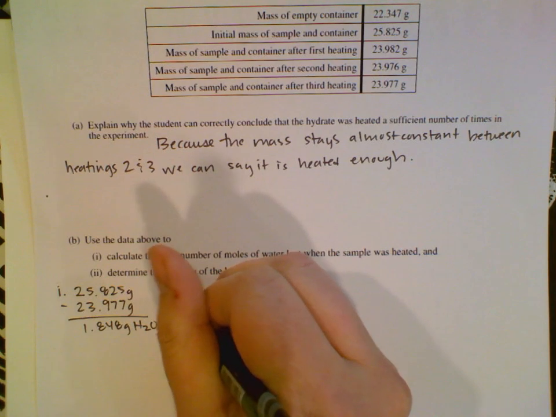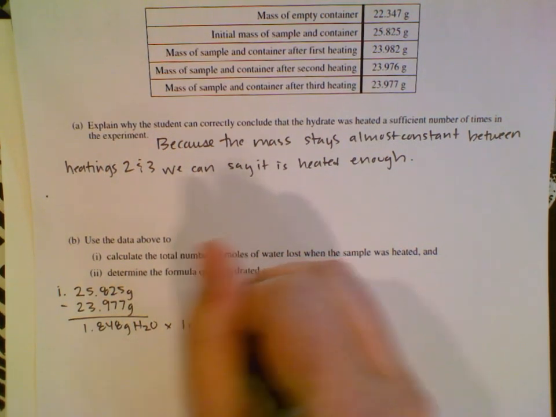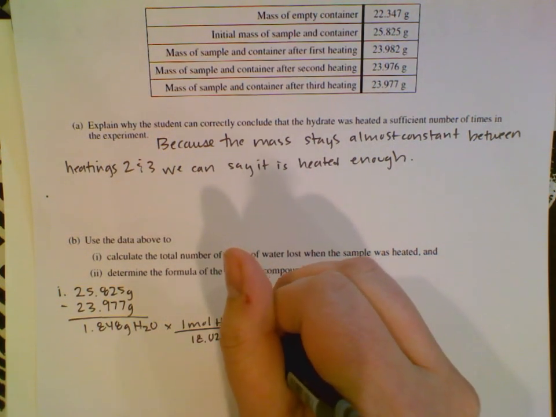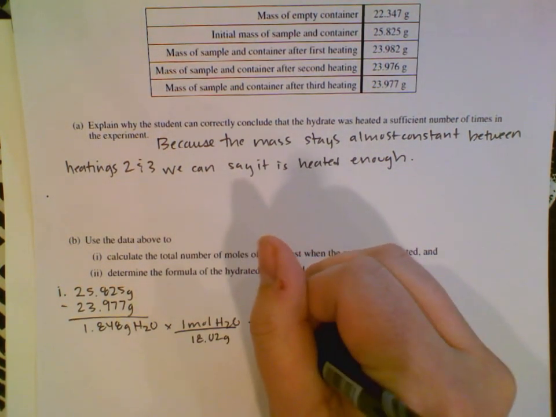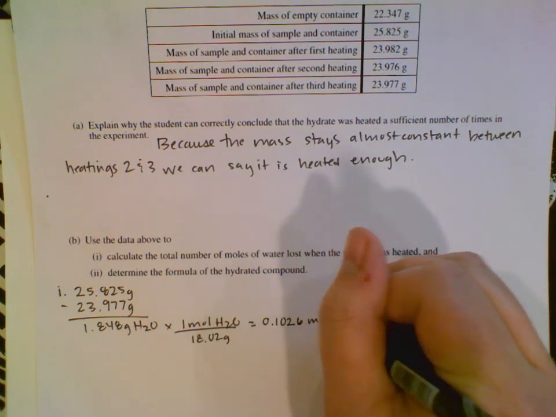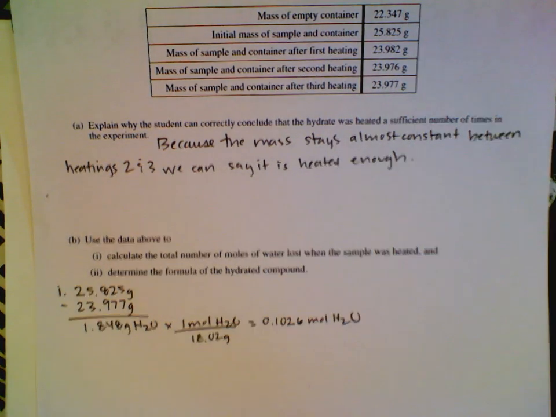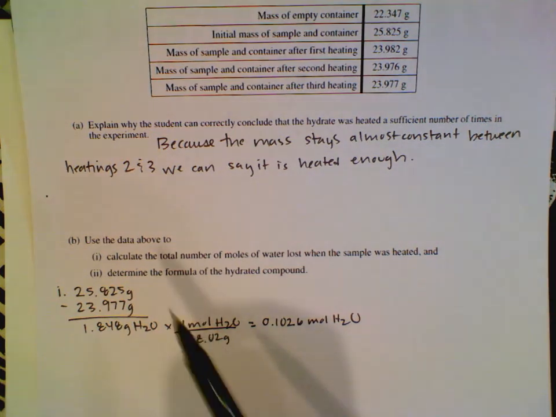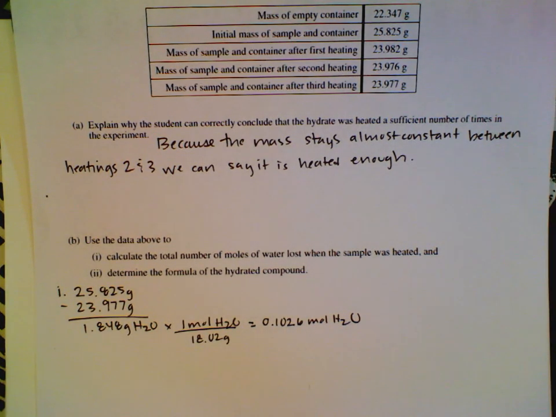1 mole of water is 18.02 grams, and that leaves me with 0.1026 moles of H2O. That should not be super difficult. So question A should be 1 easy point. Question B1 should be 1 easy point.